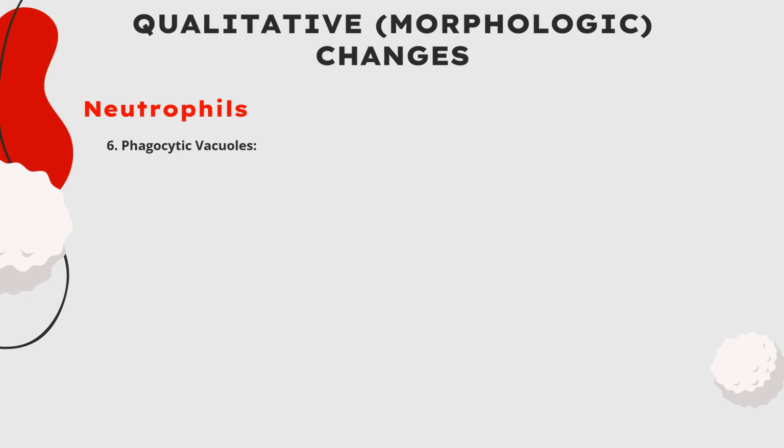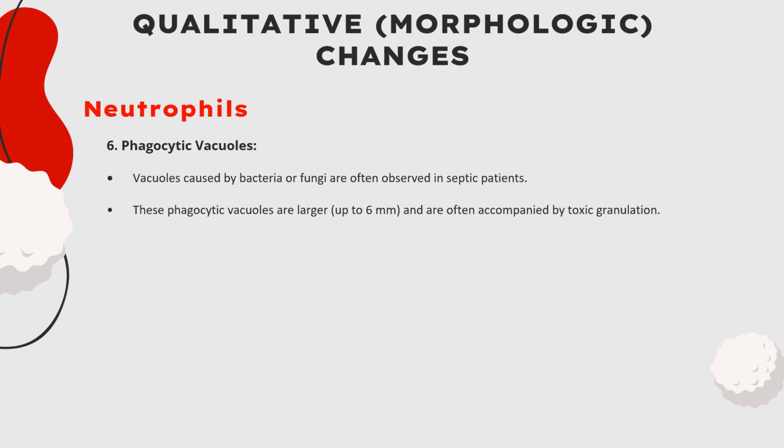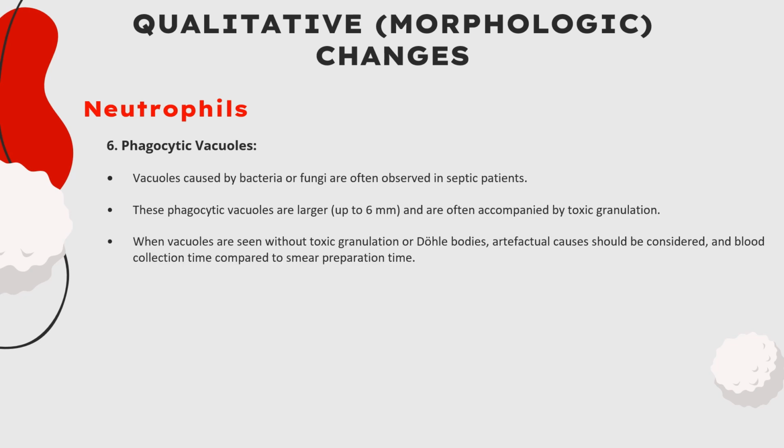6. Phagocytic vacuoles. Enter the realm of phagocytic vacuoles, evidence of battles waged within the neutrophil's realm. They often appear in septic patients like tokens of war, indicating the cellular struggle against invading bacteria or fungi. These phagocytic vacuoles are larger, up to 6 micrometers, and often dance alongside the majestic toxic granulation. But beware of their appearance without the company of toxic granulation or dull bodies, for this might signal an artifactual cause. Time of blood collection versus smear preparation time could hold the key.